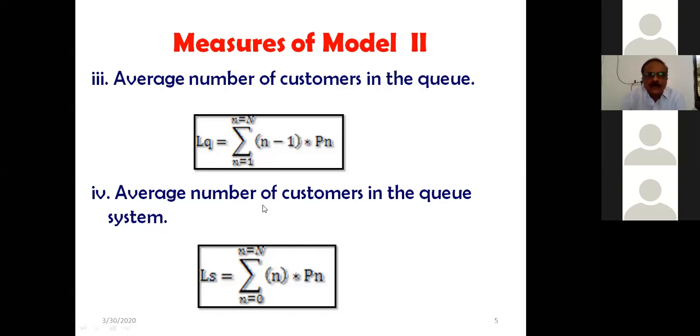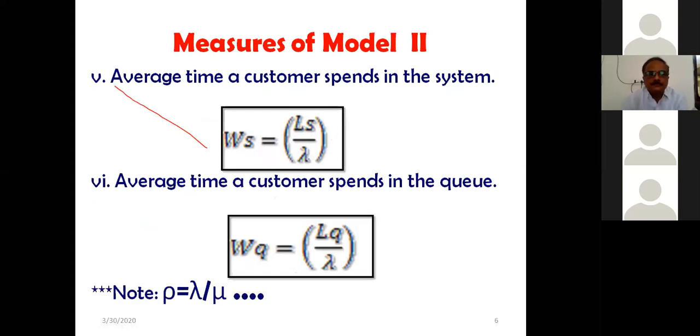When we find the average number of customers in the queue system, the formula is more or less the same. In the earlier formula, that is the average number of customers in the queue, we are considering n minus 1. Why minus 1? Because this one customer, this patient, is getting the service. So n minus 1 patients are in the queue. One is getting the service, and that's why the total number of customers will be n minus 1 plus 1. That means it is equal to n. Hence, the average number of customers in the queue system is equal to n.